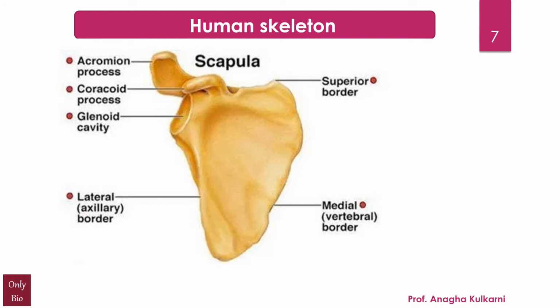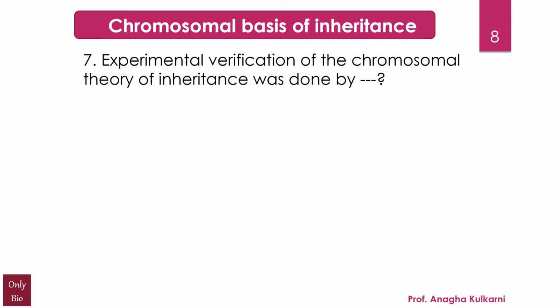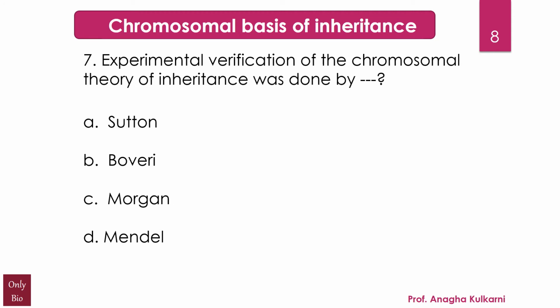The next question relates to the chapter chromosomal basis of inheritance, and the question is, experimental verification of the chromosomal theory of inheritance was done by dash, and the options given are A. Sutton, B. Boveri, C. Morgan, D. Mendel, and the correct answer is C.